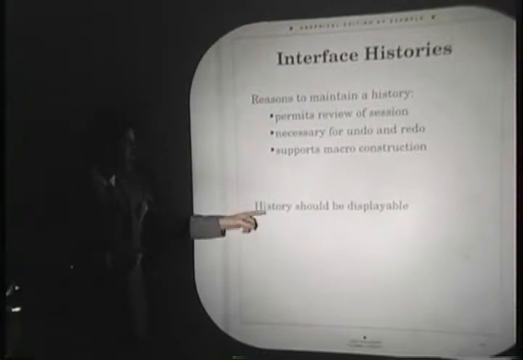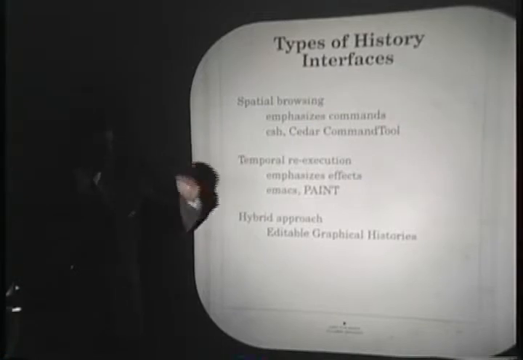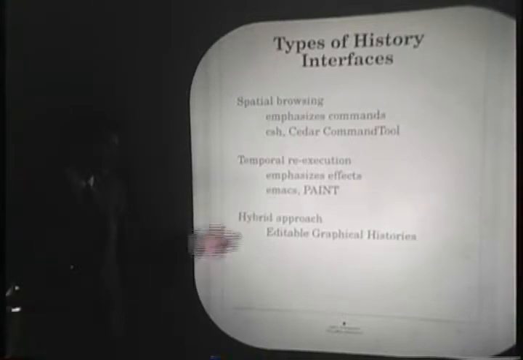In order to support all three of these different tasks, it's important that the user be able to understand the history representation that the system presents. Well, there have been a number of different history representations that have been used in the past. The text-based world also often uses the spatial browsing technique. In spatial browsing, commands are listed one after another in a sequence, and the user can scroll through the sequence to see the list of commands that they've performed. An example of this is the C shell. In the C shell, the user can type history and see the list of commands.